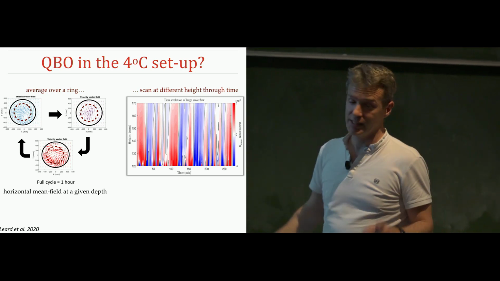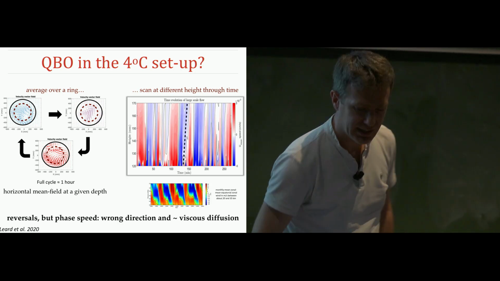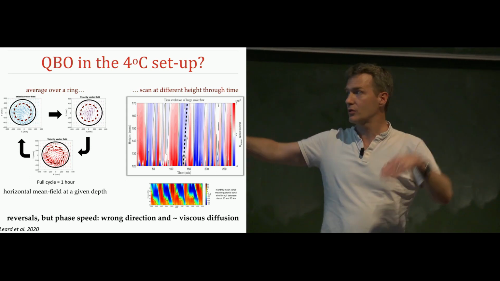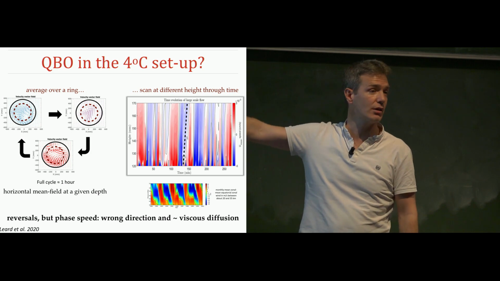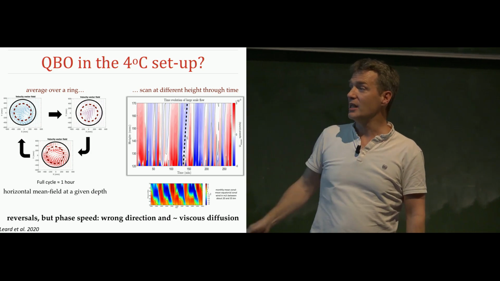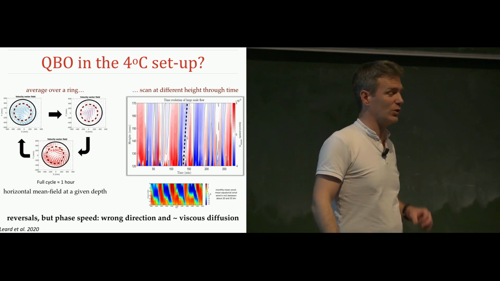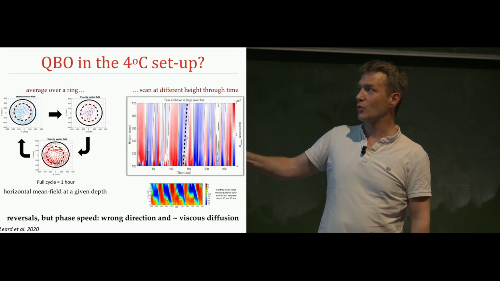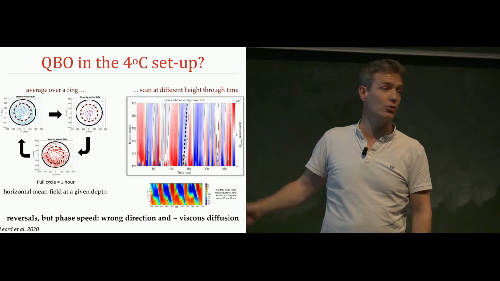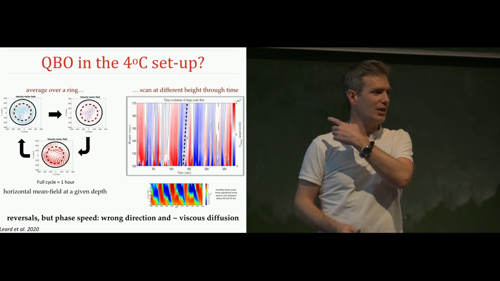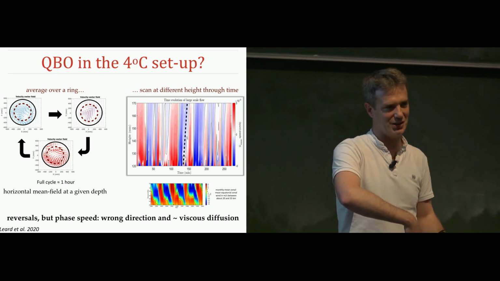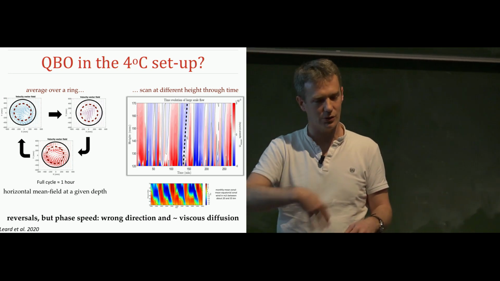So we were very happy, except that I insisted on the fact that the signature of the QBO is that the phase velocity goes downward. And here we just have the opposite. So what do we see here? We see a reversal, but with the wrong phase speed. It goes in the opposite direction. And actually, the phase propagation here is very close to a viscous diffusion. So what we see here is not a real QBO-like pattern coming from the waves, but it's just a coupling with the bottom turbulent convective layer. That was kind of disappointing.